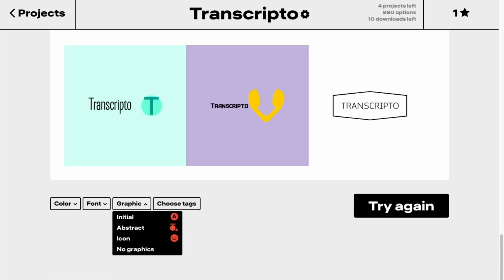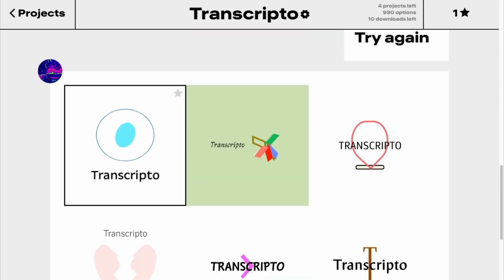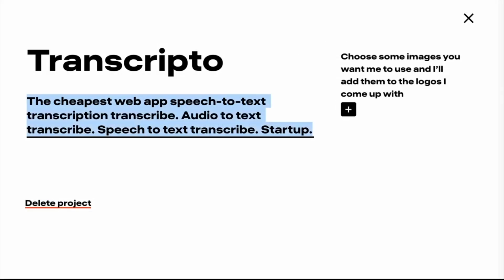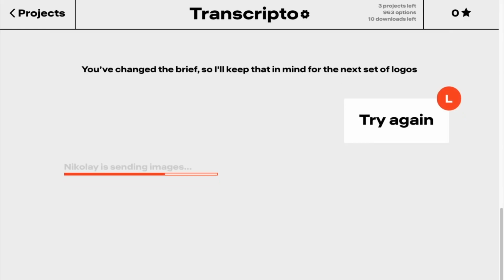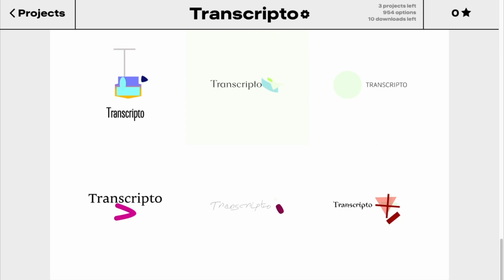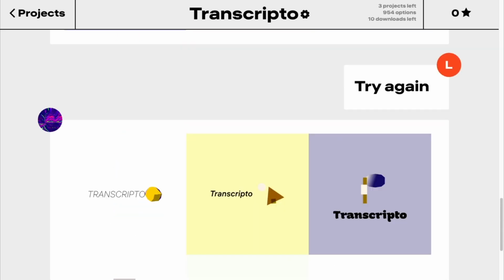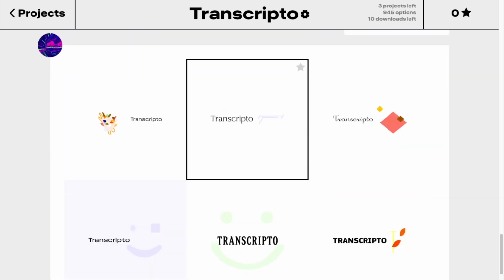Okay. More vaginas and T's. I don't know. Maybe I should try changing the keywords. Perhaps I should use fewer words and add multilingual. Okay. Again? No, this is not acceptable. Try again? No. No, this is not right. Try again.